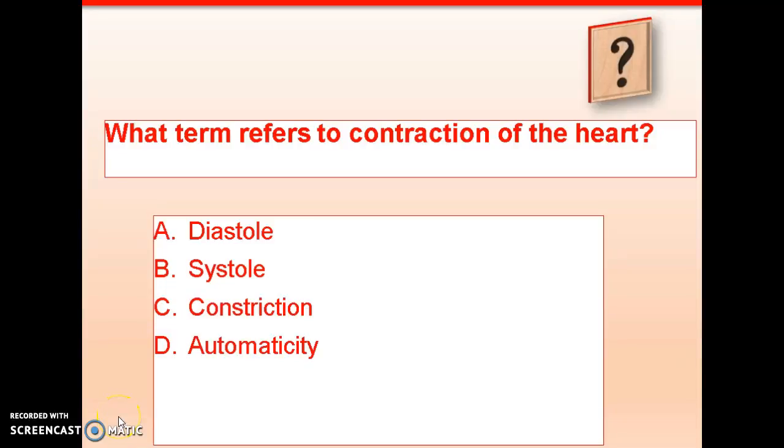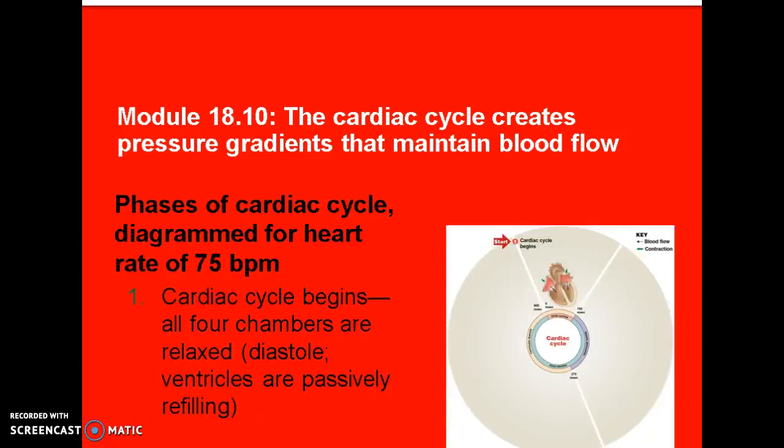What term refers to contraction of the heart? That would be systole. The cardiac cycle creates pressure gradients that maintain blood flow.